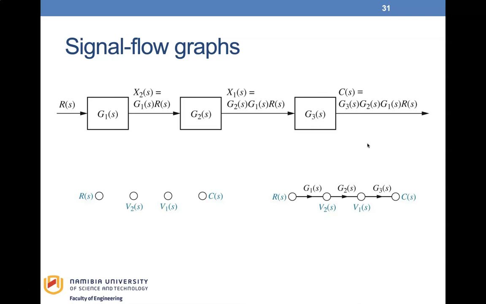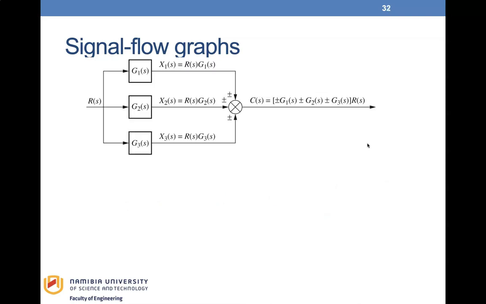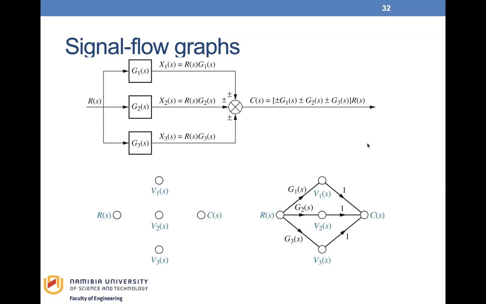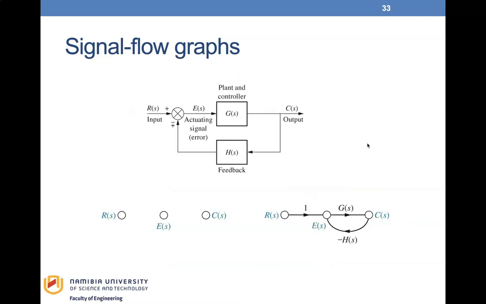Next, let us consider the parallel form. We use the same procedure as before. Draw the signal nodes and then interconnect the signal nodes with the system branches. The same procedure is carried out for the feedback form. However, take note of how the arrow of the feedback loop has to go in the opposite direction to the feed-forward elements.